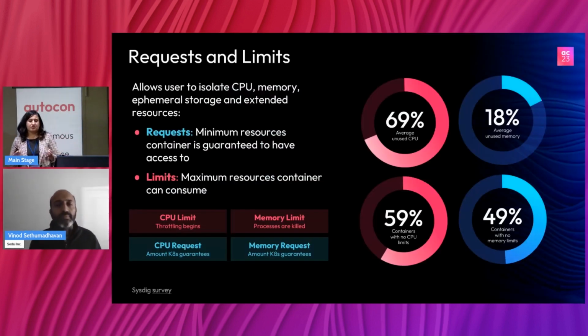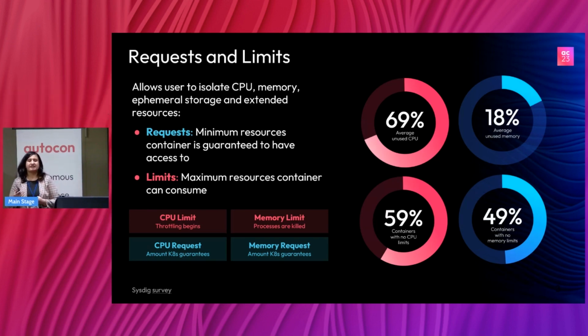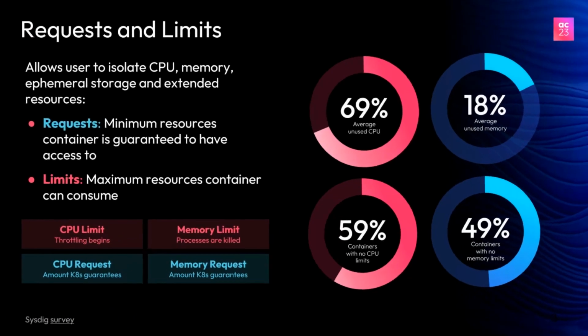So most of you know requests is the minimum resources a container is guaranteed to have, and limits are the maximum resources a container can consume. Now you can set these requests and limits on CPU, memory, ephemeral storage, and some extended resources like GPU. The numbers that you see here are the wastage. It's based on a Sysdig survey, and these are the wastage numbers that have been reported for CPU and memory. And this is like ages; they have never reduced, they have only kept increasing.